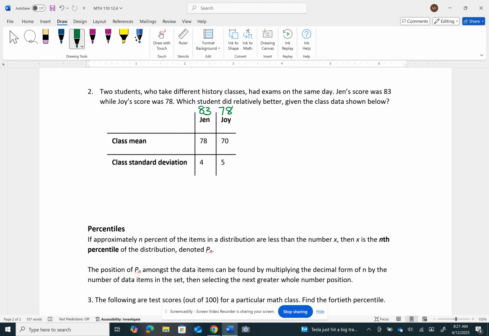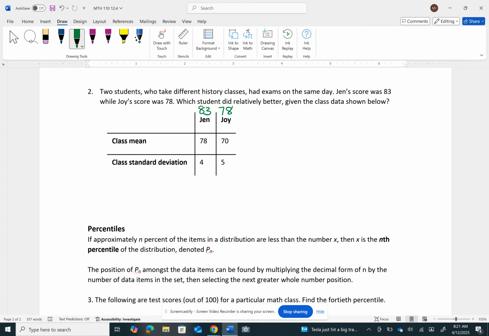So Jen made a better grade on the test, but these were 2 different history classes. So really, maybe the test in Joy's class was just way harder, or maybe there was some other factor that affected her score on that test. So when they say relatively better, we can look at how Jen did relative to other people in her class and compare that to how Joy did compared to the other people in her class.